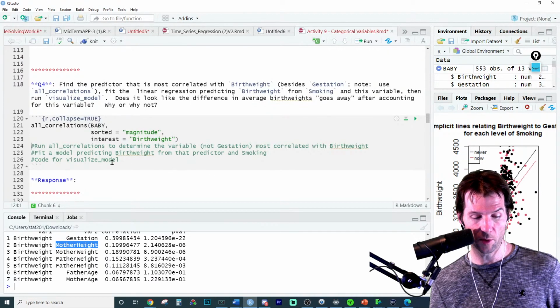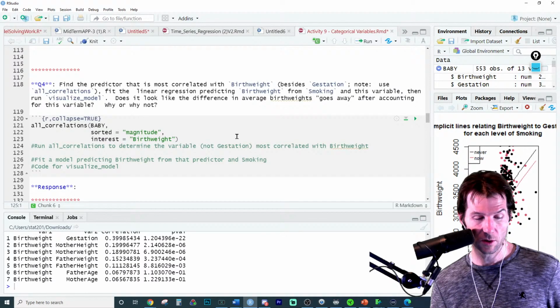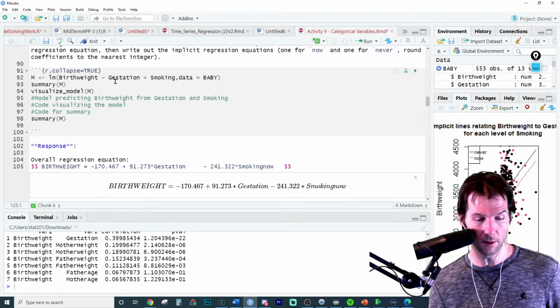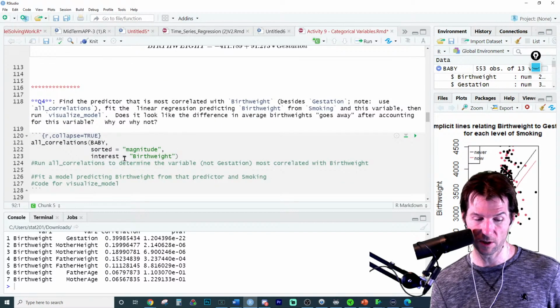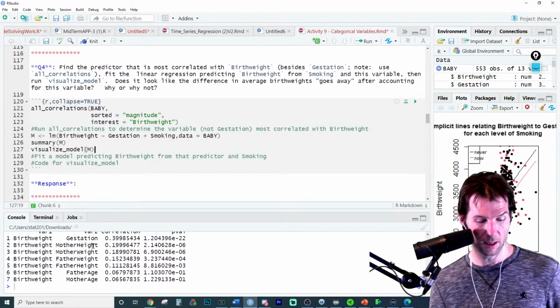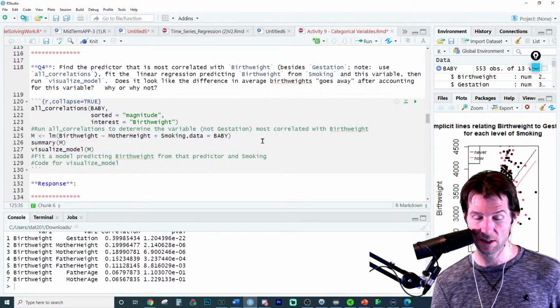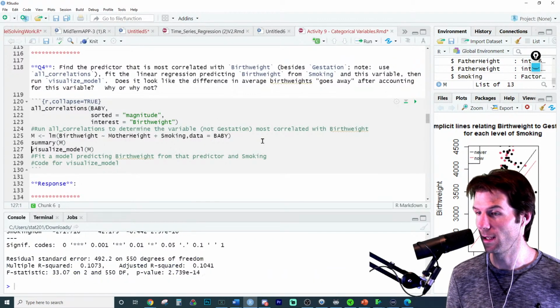Fit them all predicting birth weight from that predictor and smoking. So we're just going to take our model to make our lives nice and easy. We're going to grab all the code we have because it's very similar code and drop it in. And then we're going to take mother's height and drop in that instead of gestation. And so let's make a summary.